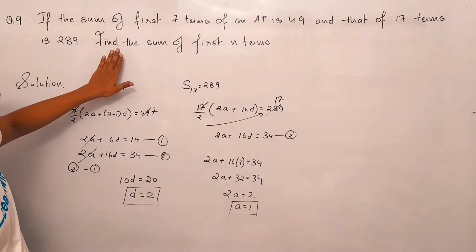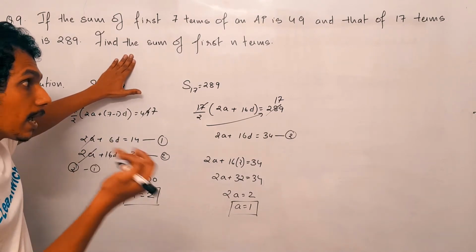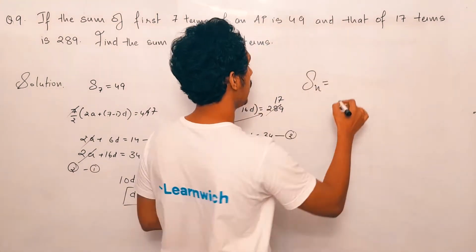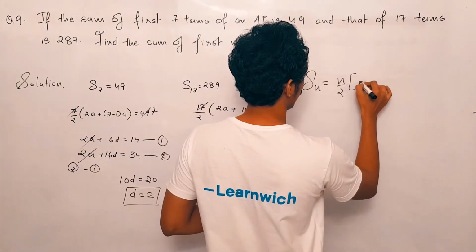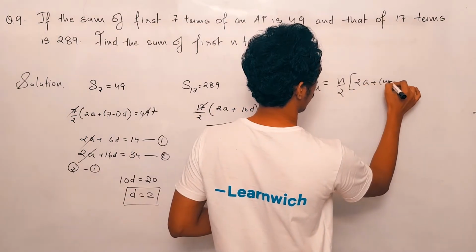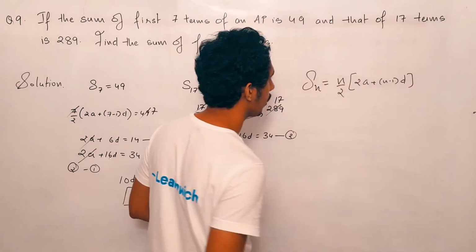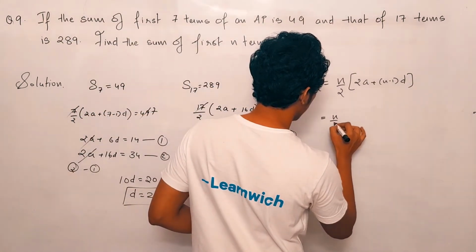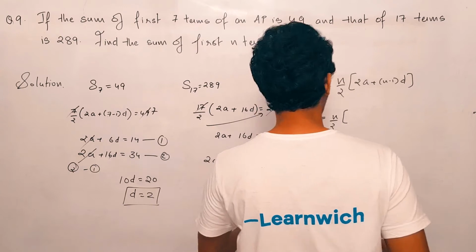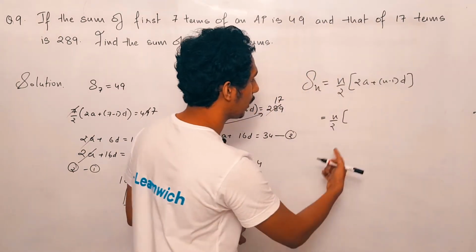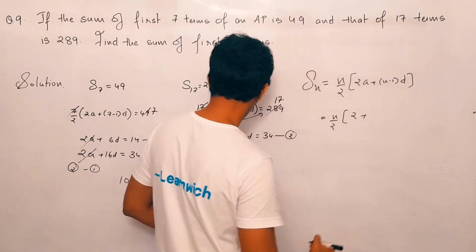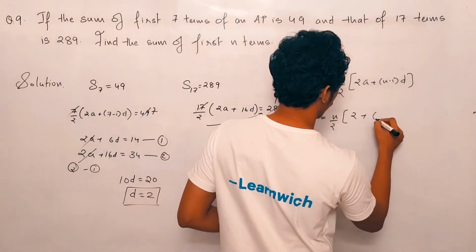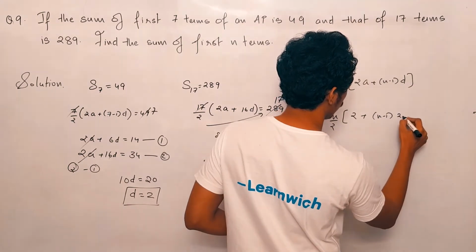What is the question? Find the sum of first n terms. Okay, no problem. Sum of first n terms, Sn is equal to, what is the equation? n by 2 into 2a plus n minus 1 d. Here you have the value for d and value for a, substitute. So you get n by 2 into 2 into a. 2 into a is 2 into 1 itself, so that will be 2 plus n minus 1 into d. What is d? That is also 2. So n minus 1 into 2.